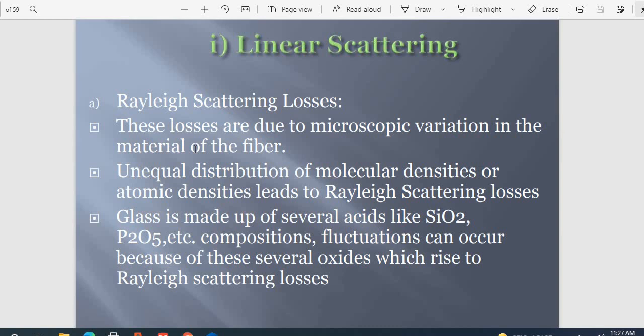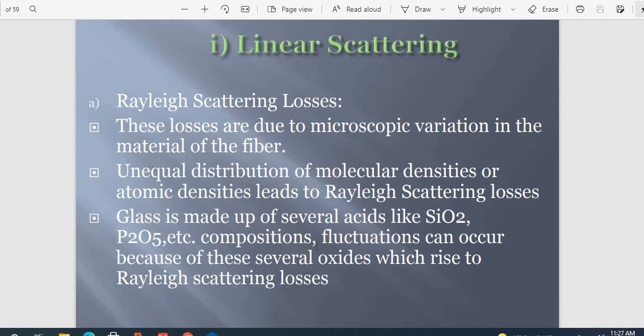This loss is all about the variation. Whatever variation we have, the losses occur because of microscopic variations in the material of the fiber. That is one of the things. Second, unequal distribution of molecular or atomic densities leads to Rayleigh scattering losses. Because of that also you may get the Rayleigh losses.